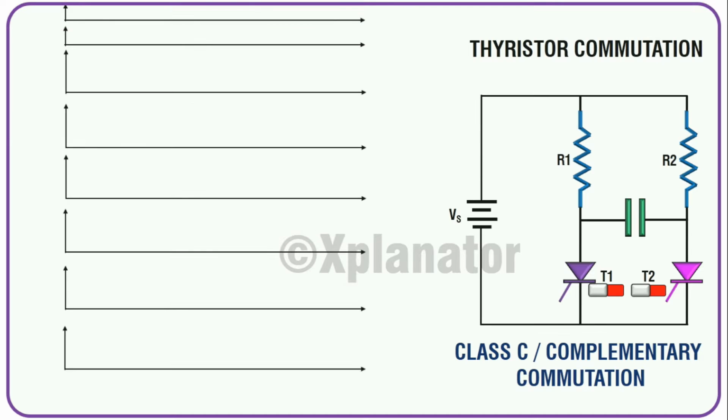We will be plotting 8 waveforms in this circuit. All will be on the time axis t. The first two are to indicate when the two thyristors are going to be fired. The next two are for voltage and current of T1. After that is voltage and current of T2. And the last two are for voltage and current of capacitor.